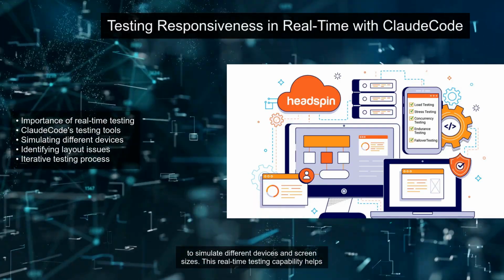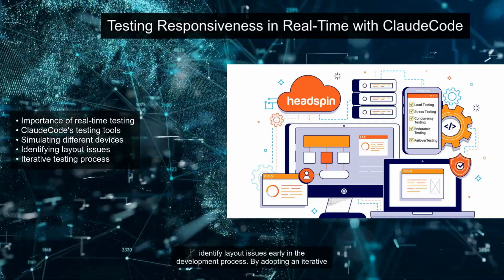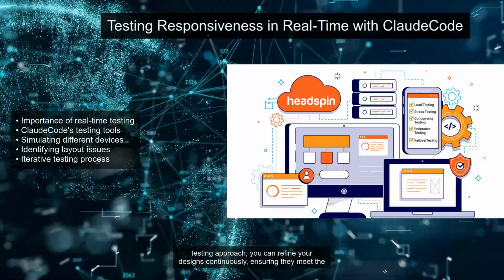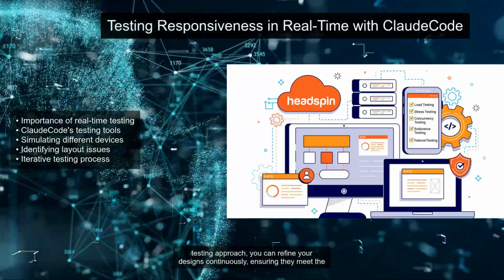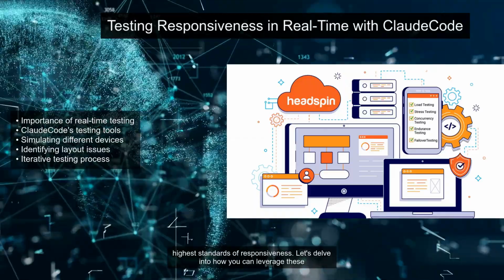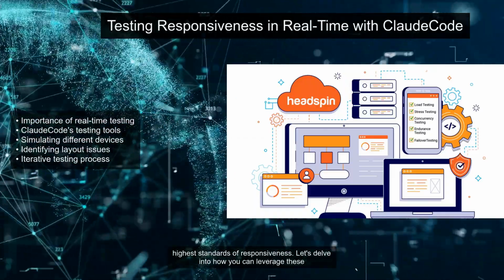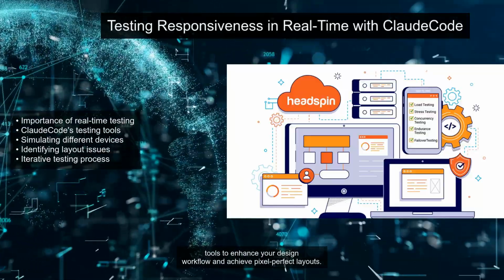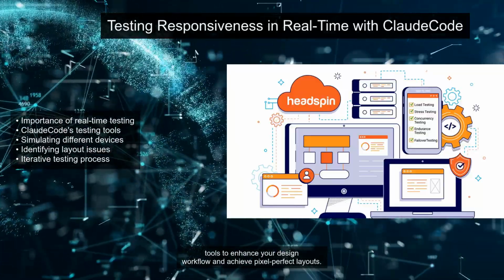This real-time testing capability helps identify layout issues early in the development process. By adopting an iterative testing approach, you can refine your designs continuously, ensuring they meet the highest standards of responsiveness. Let's delve into how you can leverage these tools to enhance your design workflow and achieve pixel-perfect layouts.